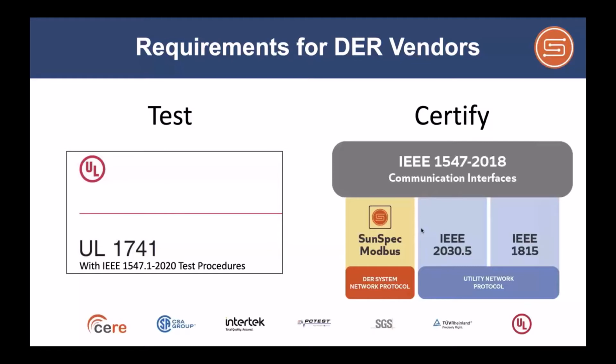IEEE 2030.5, this will be a very common method for linking utility grid operations back to the DER system. Now remember that DER system is going to have SunSpec Modbus running quite often at the local network. And so the fact is that these systems need to marry with one another. Likewise for IEEE 1815, which is commonly seen in utility substations. The back end of an IEEE 1815 system has a lot of Modbus components, and those things need to work well together in order for the overall system to function in the right way.